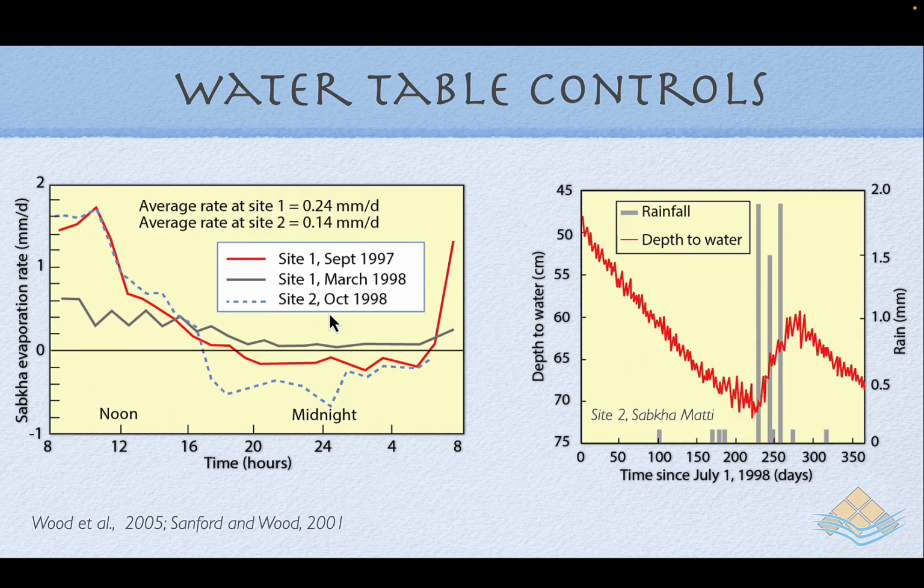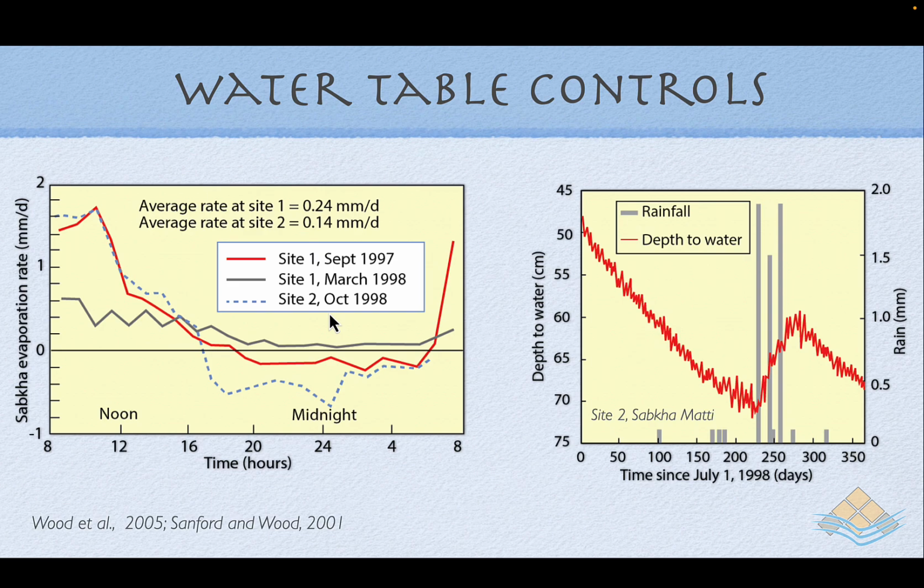Here is Site 2 on Sabkha-Mati, where there was a rainstorm. After that rainfall associated with those rainstorms, you can see the greys are indicating the precipitation rates in millimetres, the scale on the right-hand side of that diagram, and the depth of the water table on the left.